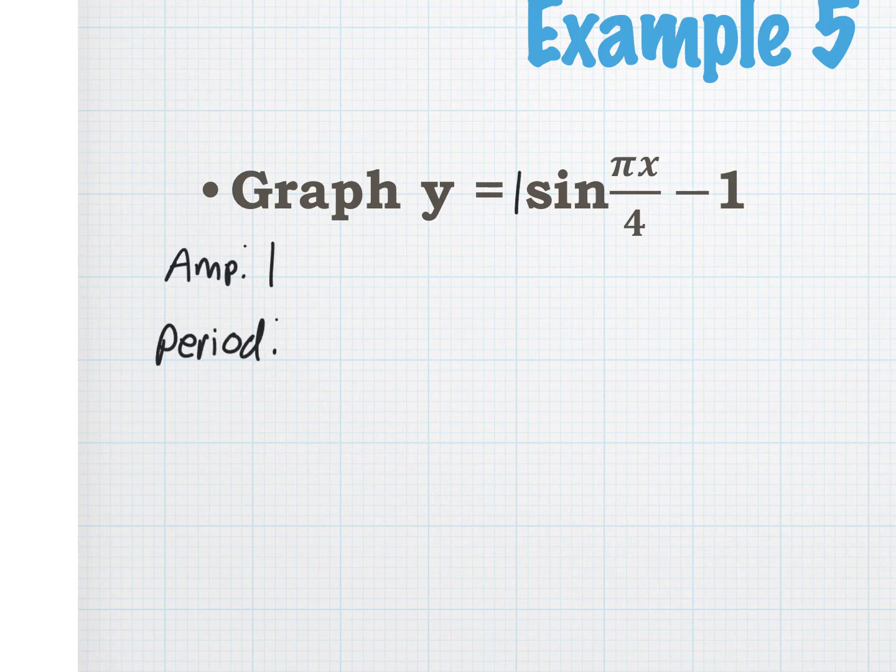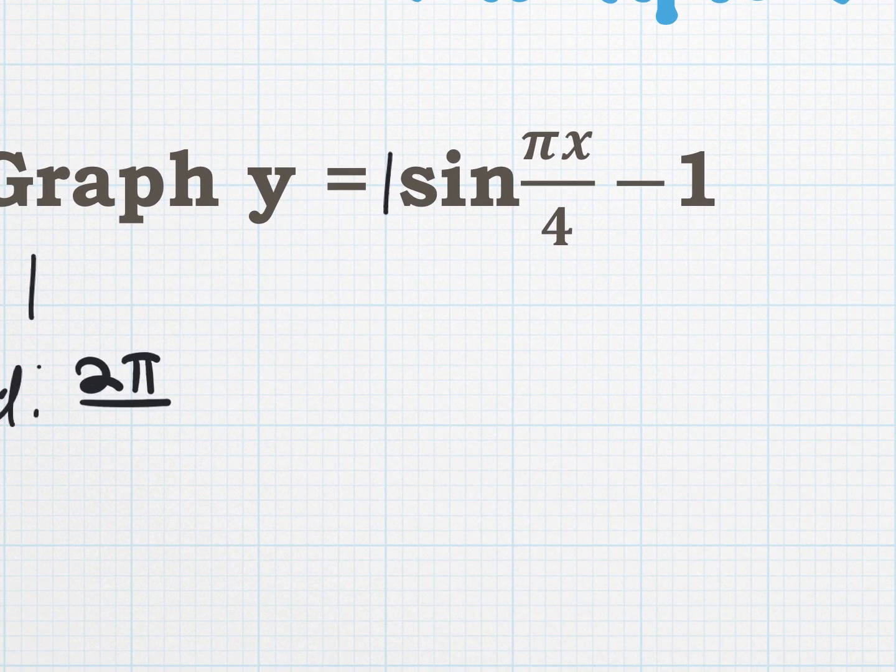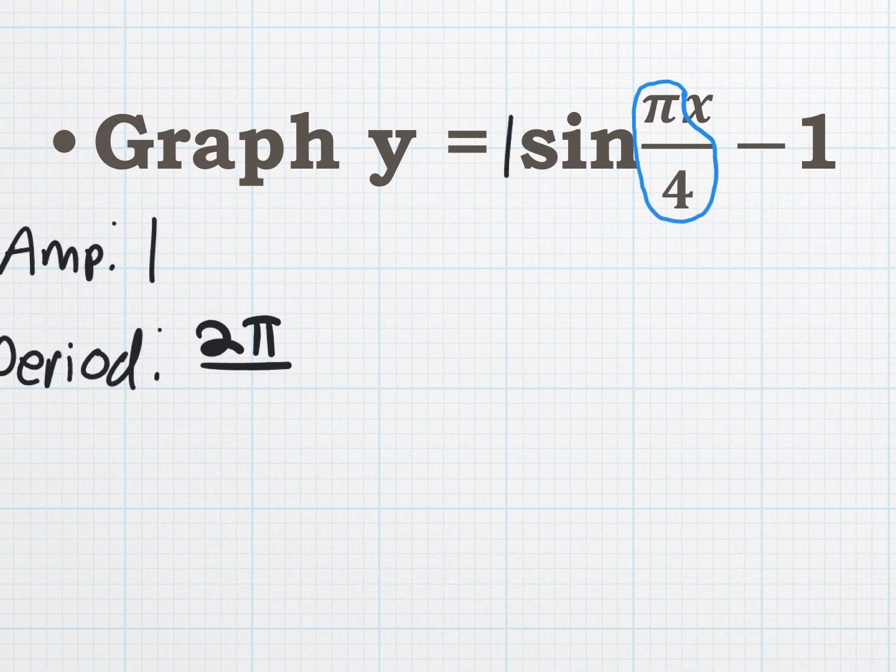How do we find our period? Okay, so it's going to be 2 pi over, all right, what number is with the x right now? Okay, is it just pi? What else do we see around there? The over 4, right? So you're going to take this entire number and divide 2 pi by that number. So you're going to do 2 pi divided by pi over 4. That looks a little messy, right? How can we clean that up a bit?